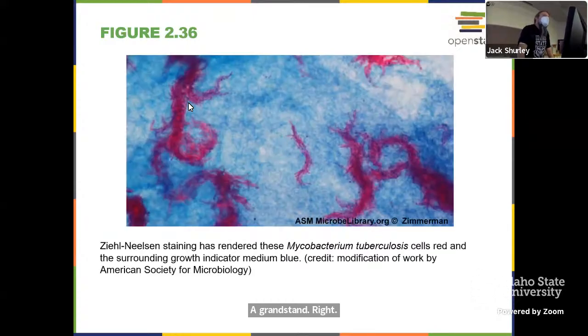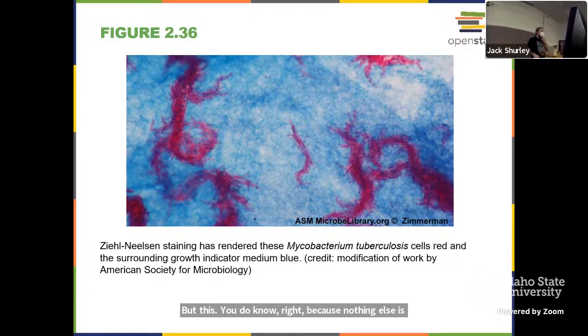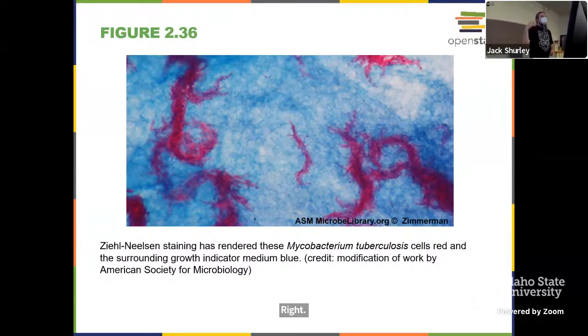But this, you do know, right? Because nothing else is going to be doing this, right? There are some fungi that will pick up some of the stain. There's another type of bacteria, but we're not thinking lung infection, right? So different, right? And if we're talking this, we prescribe antibiotics immediately as soon as we see this. We still want to cultivate it. We've got to grow it up and figure out what drug is really going to be the most effective. But we start treatment immediately.